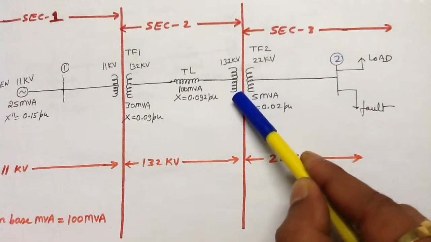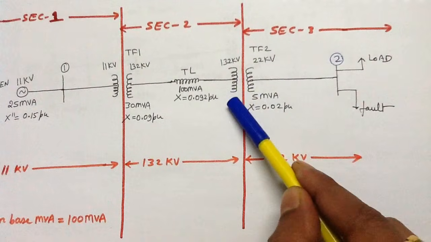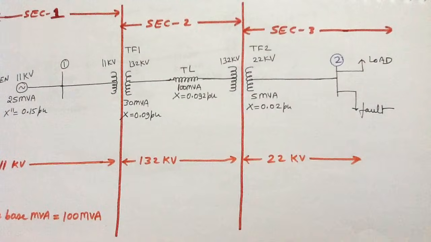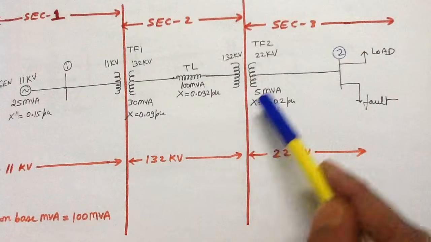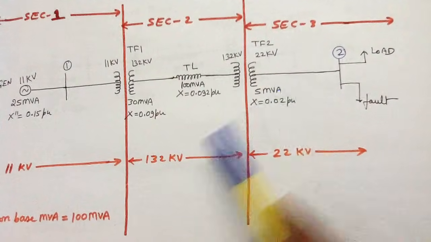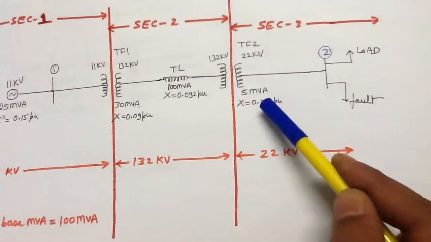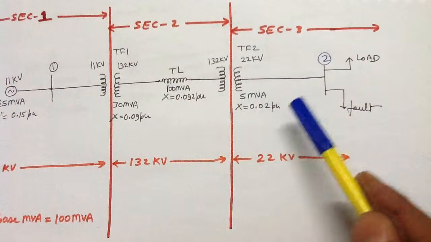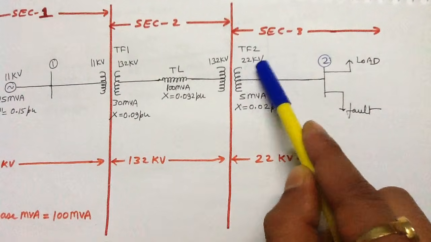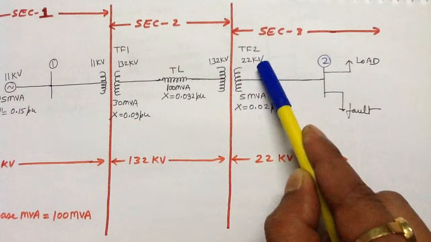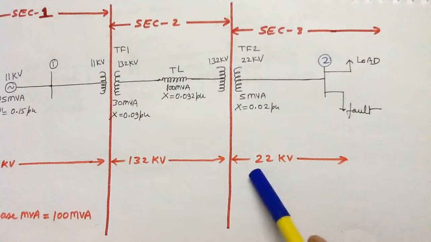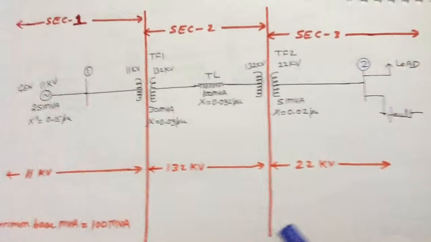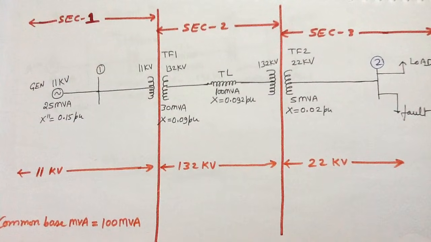If you consider the HV winding of transformer number 2, the old base voltage is 132 kV, the new base voltage is 132 kV, the old base MVA is 5 MVA, the new base MVA is 100 MVA. If you consider the LV winding of transformer number 2, the old base voltage is 22 kV, the new base voltage is 22 kV, the old base MVA is 5 MVA and the new base MVA is 100 MVA.